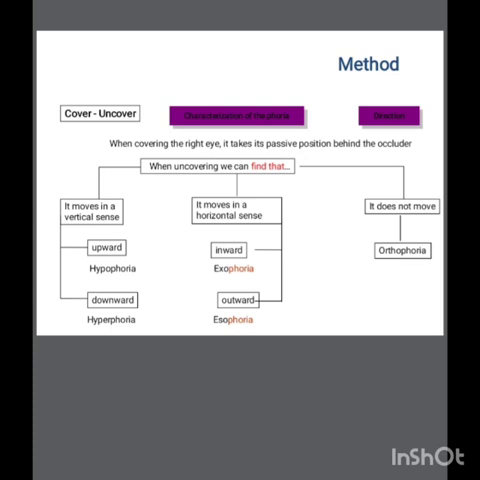And for vertical movement, if the eye moves upwards after uncovering, that indicates the presence of hypophoria. And if the eye moves downwards after uncovering to take up the fixation, that indicates hyperphoria. In case of orthophoria, the eye will not move under the cover and after removing the occluder.